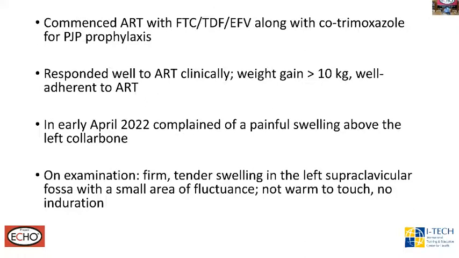He started antiretroviral therapy with a regimen of emtricitabine, tenofovir, efavirenz, commonly known as the triple, along with cotrimoxazole for pneumocystis prophylaxis. And he did really well. Over the next couple of months, he put on about 10 kilograms of weight. He was well adherent to medication. He has a slight intellectual deficiency, so he does require a certain amount of reinforcement and explanation, but he's done really well.